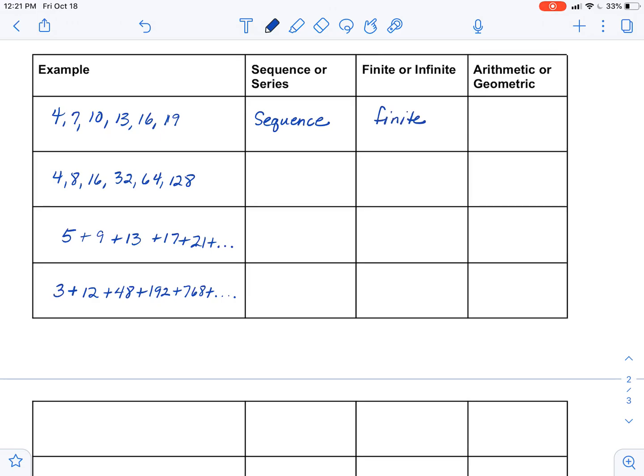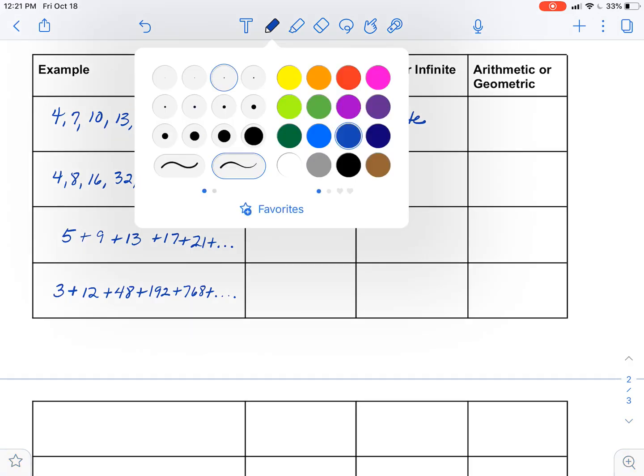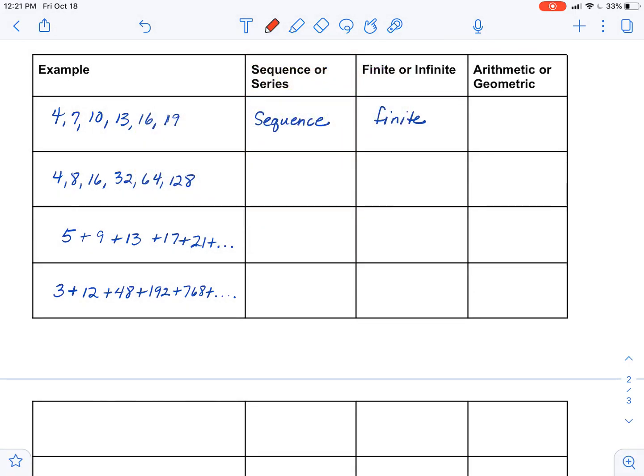And then the question is, is it algebraic or geometric? So the question is, do I add to get to the next term, or do I need to multiply? And in this case, when I look at it, I add 3, add 3, add 3. So that means that it is arithmetic, because it has a common difference.